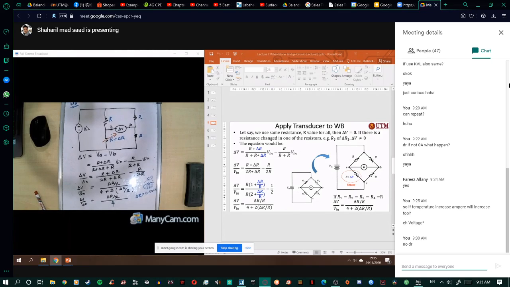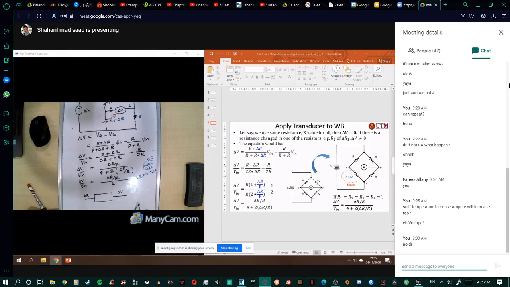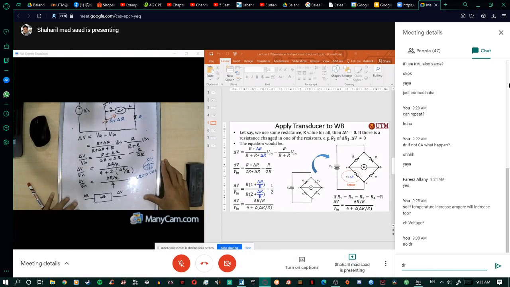So in this case, we can say that the input is delta R and the output will be delta V. Okay, all right. So this is the Wheatstone bridge. So far, okay, do you have any questions?